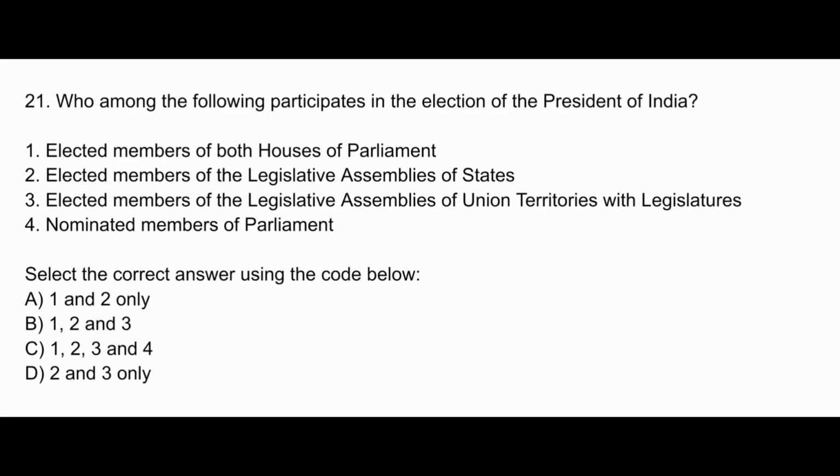The next question, who among the following participates in the election of the President of India? First one, elected members of both the houses of parliament. Two, elected members of the legislative assemblies of states. Three, elected members of the legislative assemblies of union territories with legislatures. Option four, nominated members of the parliament. Select the correct answer using the code below.